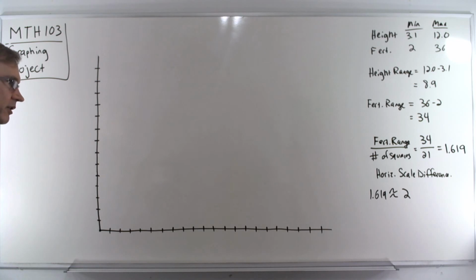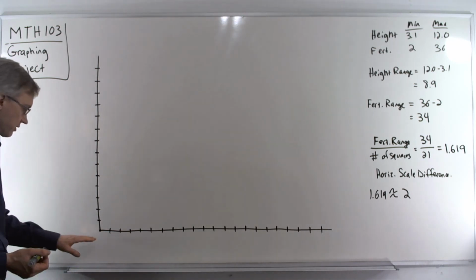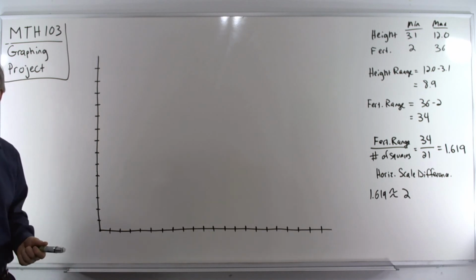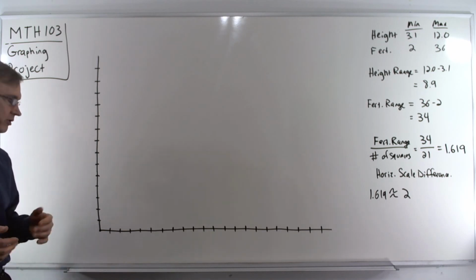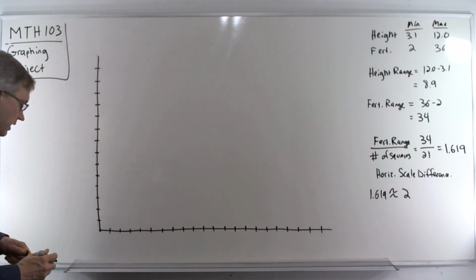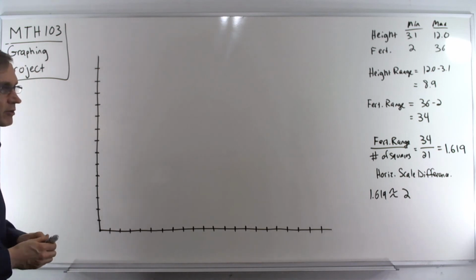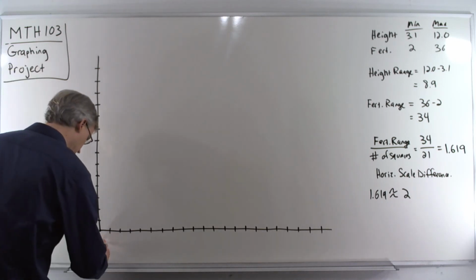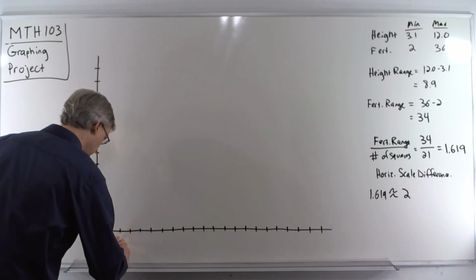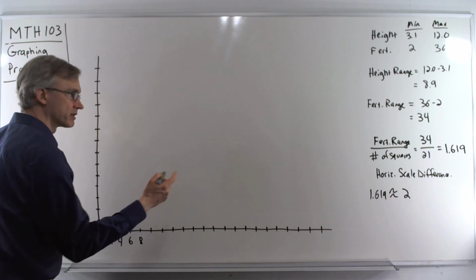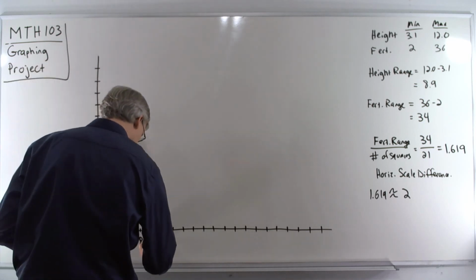Now for fertilizer, the lowest value is 2. At this point, you can make a decision whether to start with 0 or 2. Generally, we're going to start with the lowest value, but if we're right next to 0, we could start with 0. So in this case, I'm going to go ahead and start with 0. That's generally not recommended. So I'm going to count by the scale difference, counting by 2 all the way up.